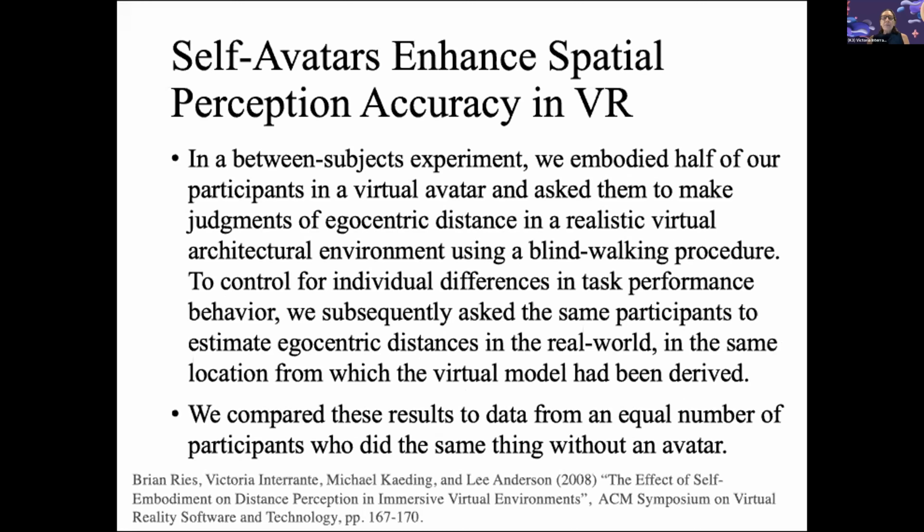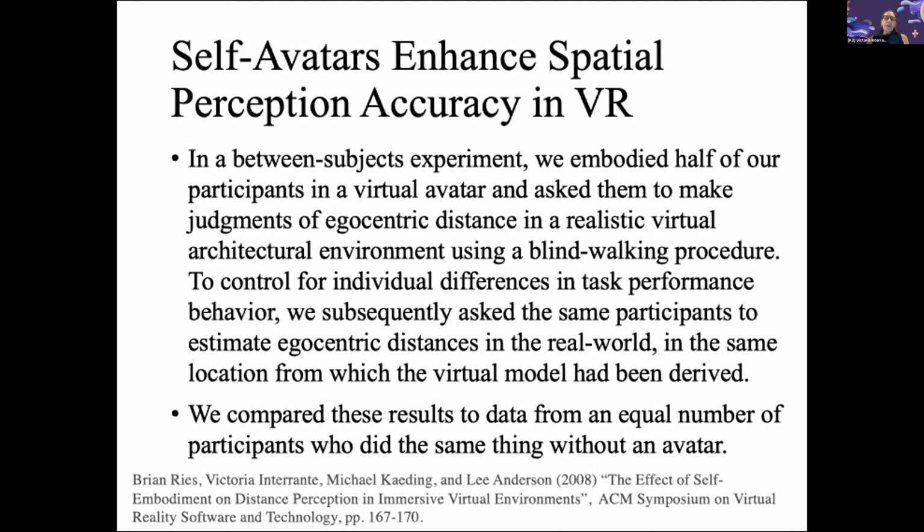So in each case, the participants completed multiple trials in which a virtual tape mark would appear on the floor of a realistic virtual hallway in front of them. They would have to take visual aim at the tape mark, then close their eyes and physically walk in a real-world lab space until they felt they'd reached the target location.